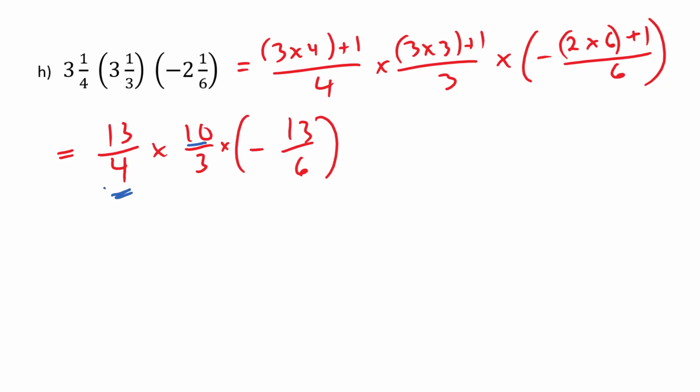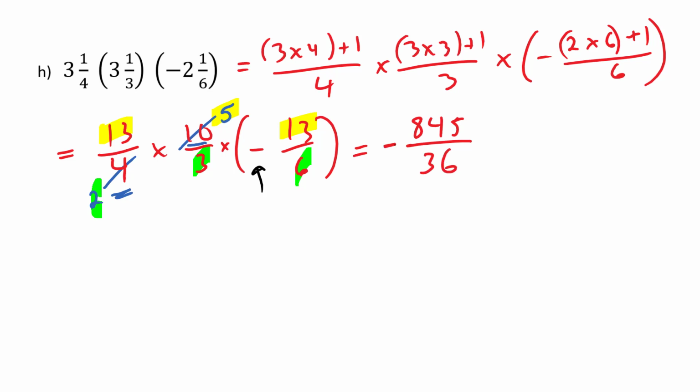How many 2's come out of 4? 2 come out. How many 2's come out of 10? 5 come out. Made things a bit easier. Still quite a challenge. Probably need a calculator. 13 times 5 times 13. That's going to be 845. And then we have 2 times 3 times 6. 2 times 3 is 6. Times 6 is 36. Here we only have one negative sign. As a result, this fraction is negative.